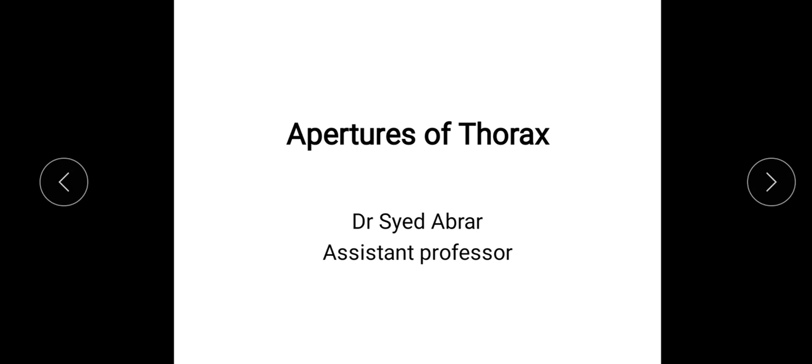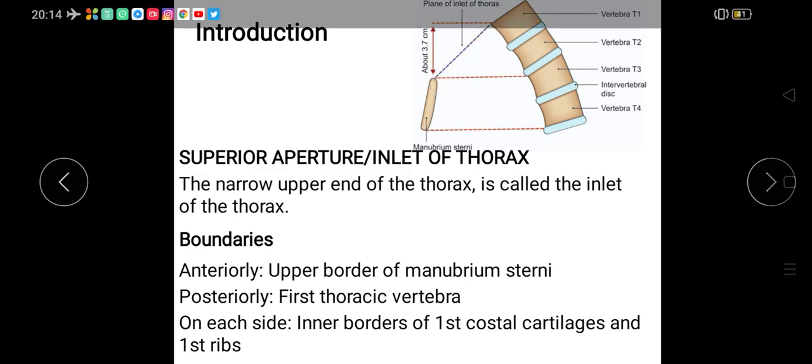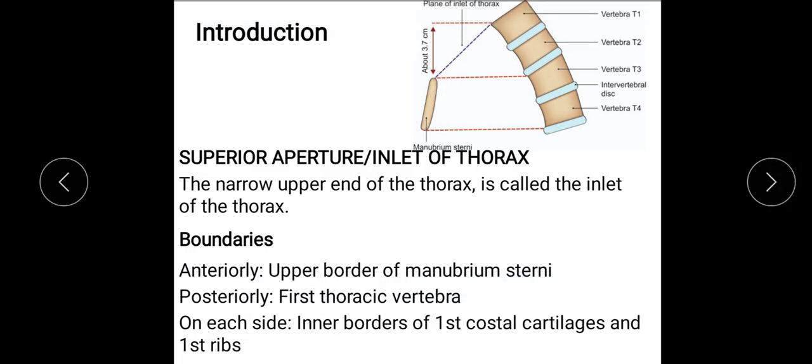Today we will see the apertures of the thorax. It may come as a short note. There are two apertures. The upper one is known as the inlet of thorax or superior aperture of thorax, and the lower one is known as the inferior aperture or outlet of the thorax.